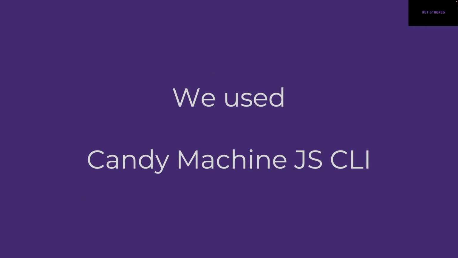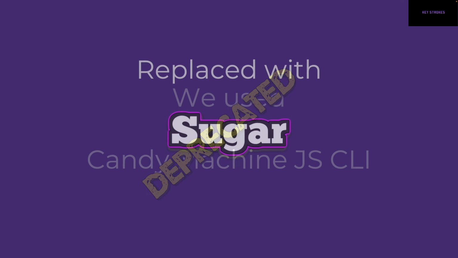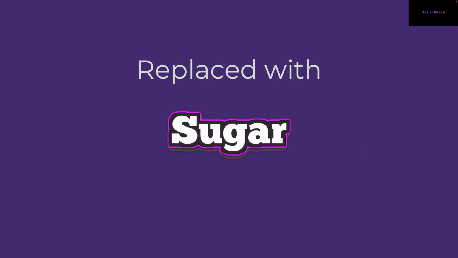And interestingly, a few days after I made my Windows video covering this topic, this CLI was deprecated. And just to be clear, deprecated doesn't mean it won't work at all. It's just not recommended to use, and any new Candy Machines should stop using the JS CLI. And that's why we are here. The Candy Machine JS CLI has now been replaced with Sugar. And trust me, Sugar did indeed sweeten the Candy Machine.